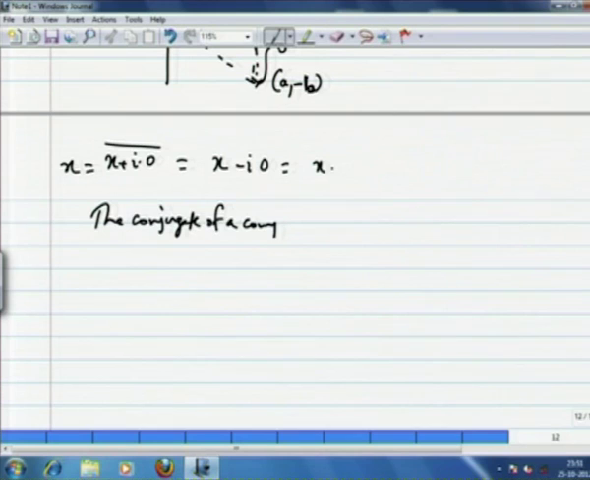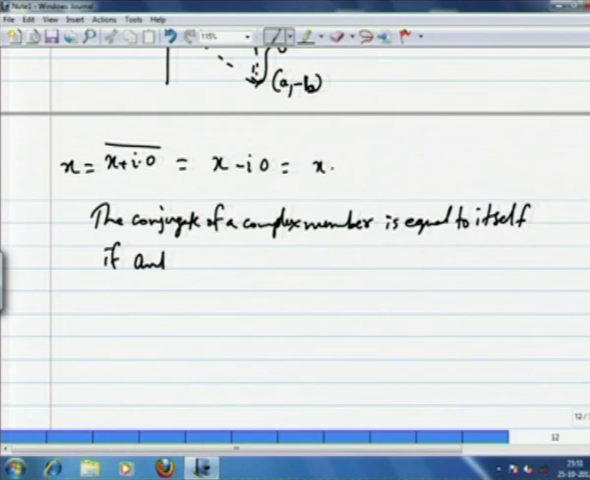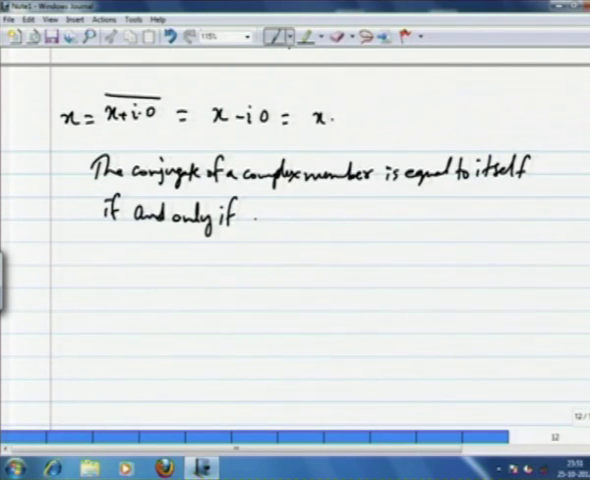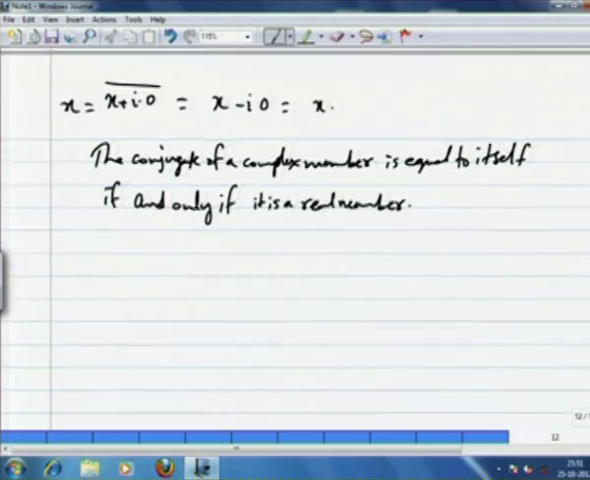So, the conjugate of a complex number is equal to itself if and only if it is a real number. By that I mean it is a real number contained in the complex number system. We will often call the numbers of the form x plus i times 0 real numbers.